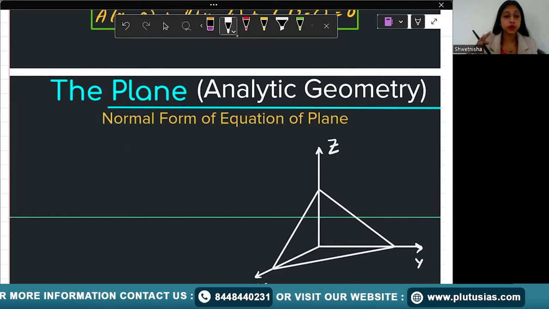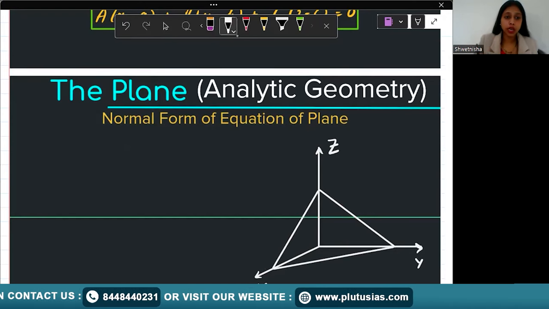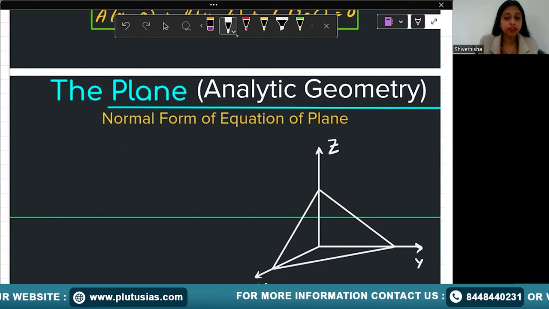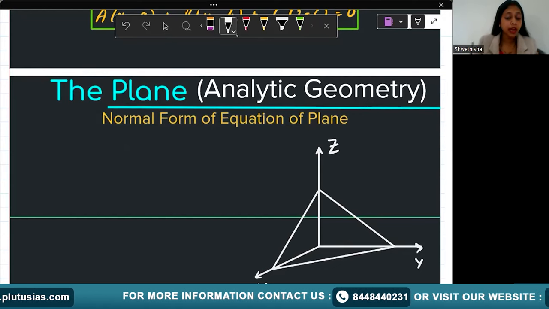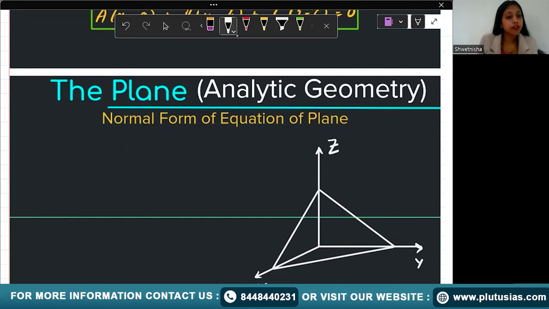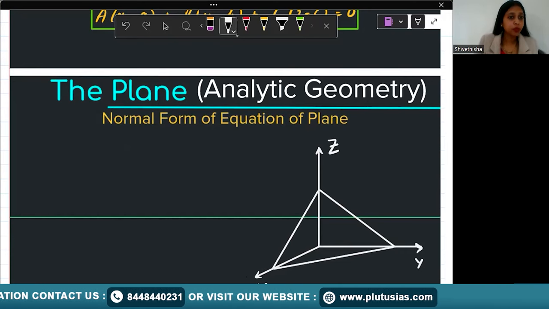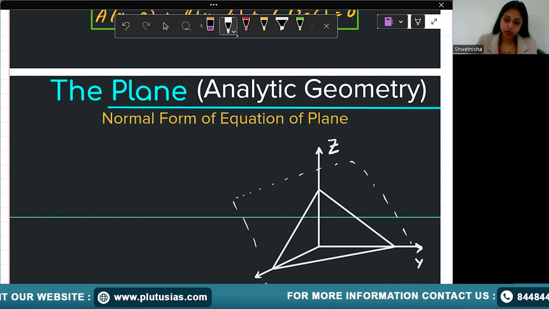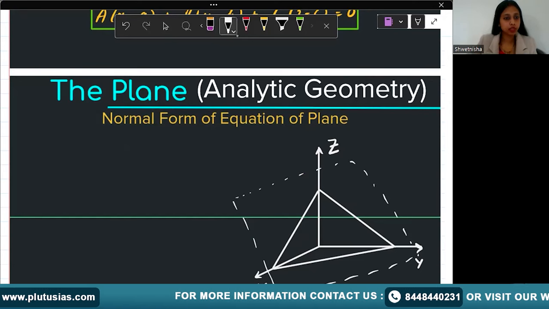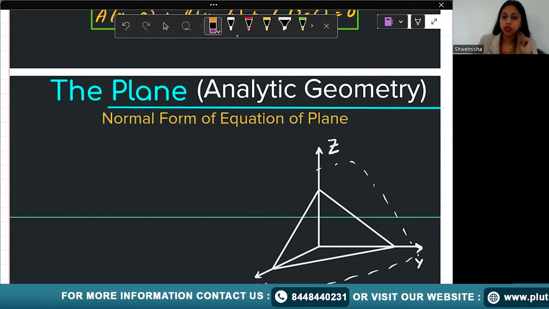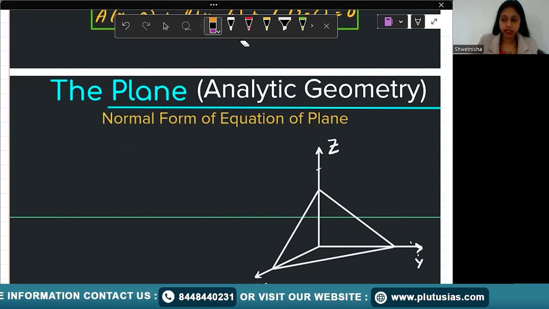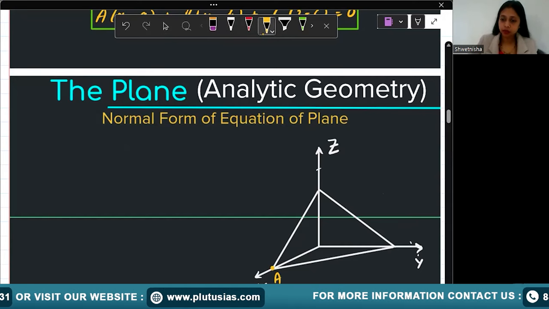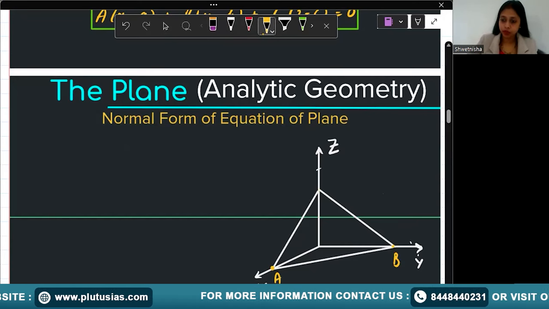What happens here is that the plane is actually not a triangle. But the part of that plane in the first octant, I haven't drawn the whole plane. I've only drawn the part that is in our first octant, and that seems to be a triangle. The plane actually extends like this, but we are considering only the first octant and that's how it looks. So the plane is intersecting the x-axis, y-axis and z-axis at points A, B and C respectively.